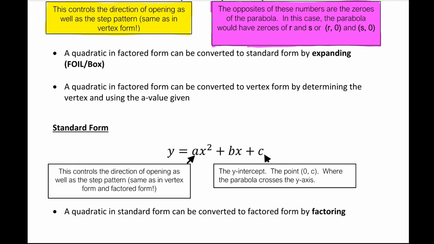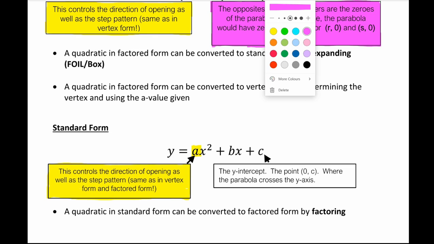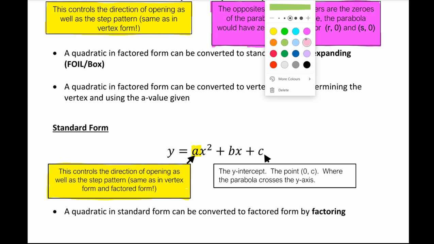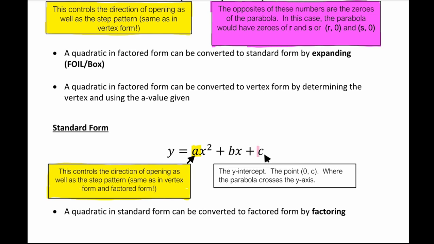Finally, standard form, y equals ax squared plus bx plus c. The a value again, that first number that we see, tells us the direction of the opening as well as the step pattern. So that stays the same throughout all equations. And then our c value tells us the y-intercept. So this is where the parabola crosses the y-axis.